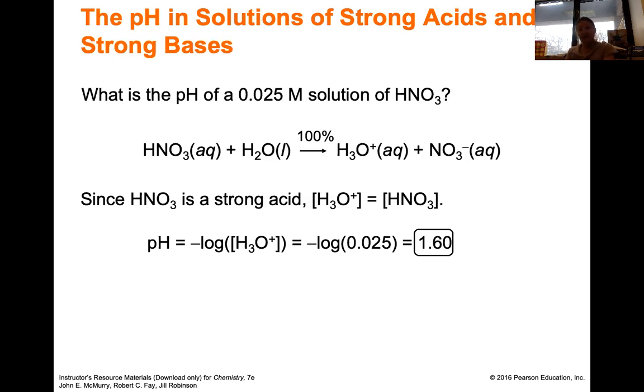So if nitric acid, HNO3, is a strong acid, that means when you put it in solution, if you put in 0.025 molar, what you've really put into solution is 0.025 molar hydronium ion. So when you determine the pH of that solution, the pH is easy to find because every single acid molecule should have dissociated, so you know the H3O plus concentration directly.